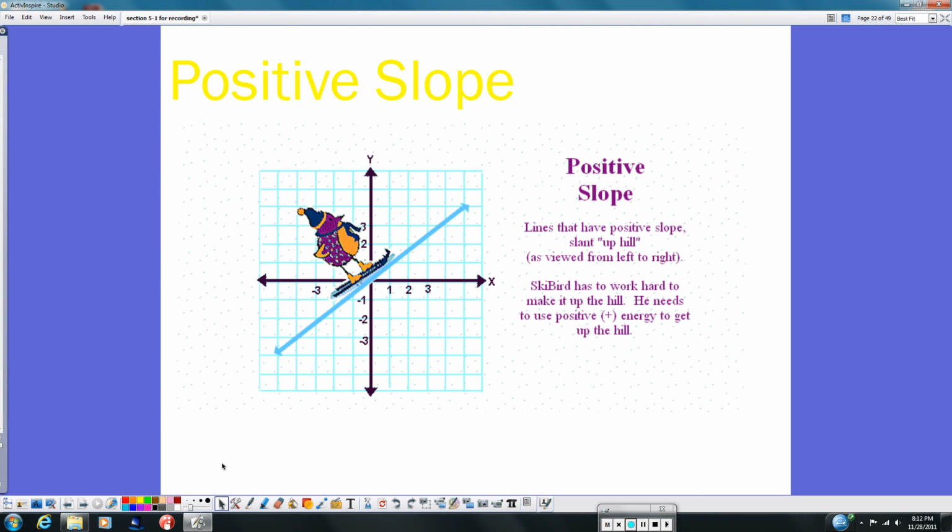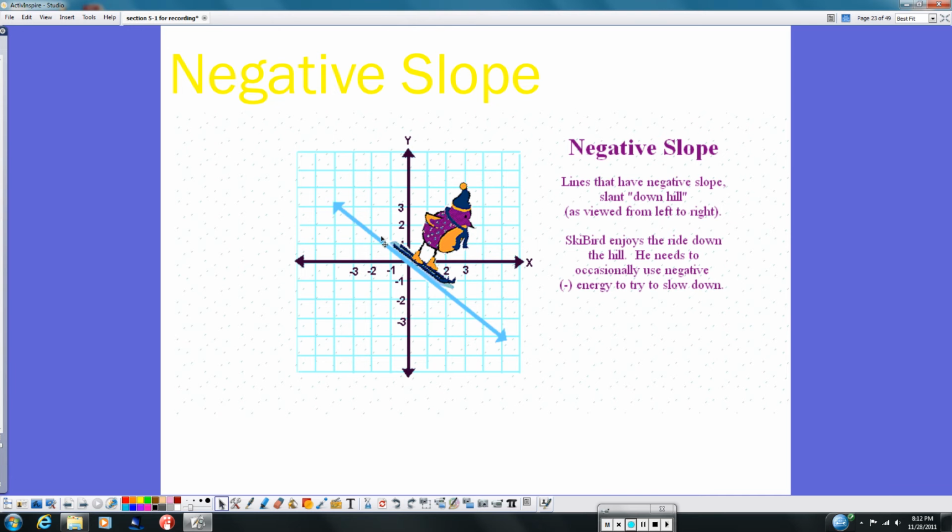We have different types of slope. You probably noticed in your homework assignment last night that some slopes were positive. Those are ones that are going to increase from left to right. In other words, ones that are kind of going uphill. Negative slope is ones that slant downhill.